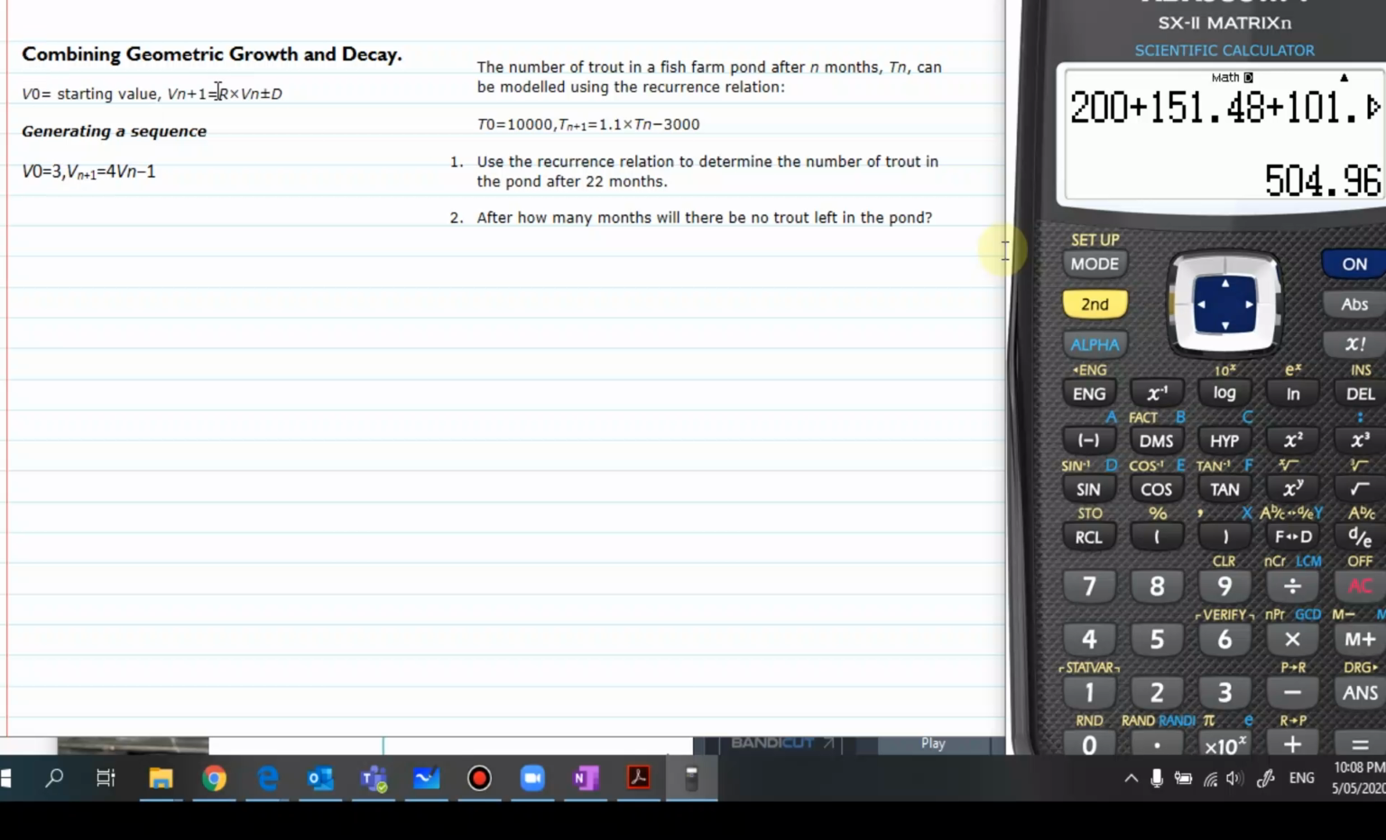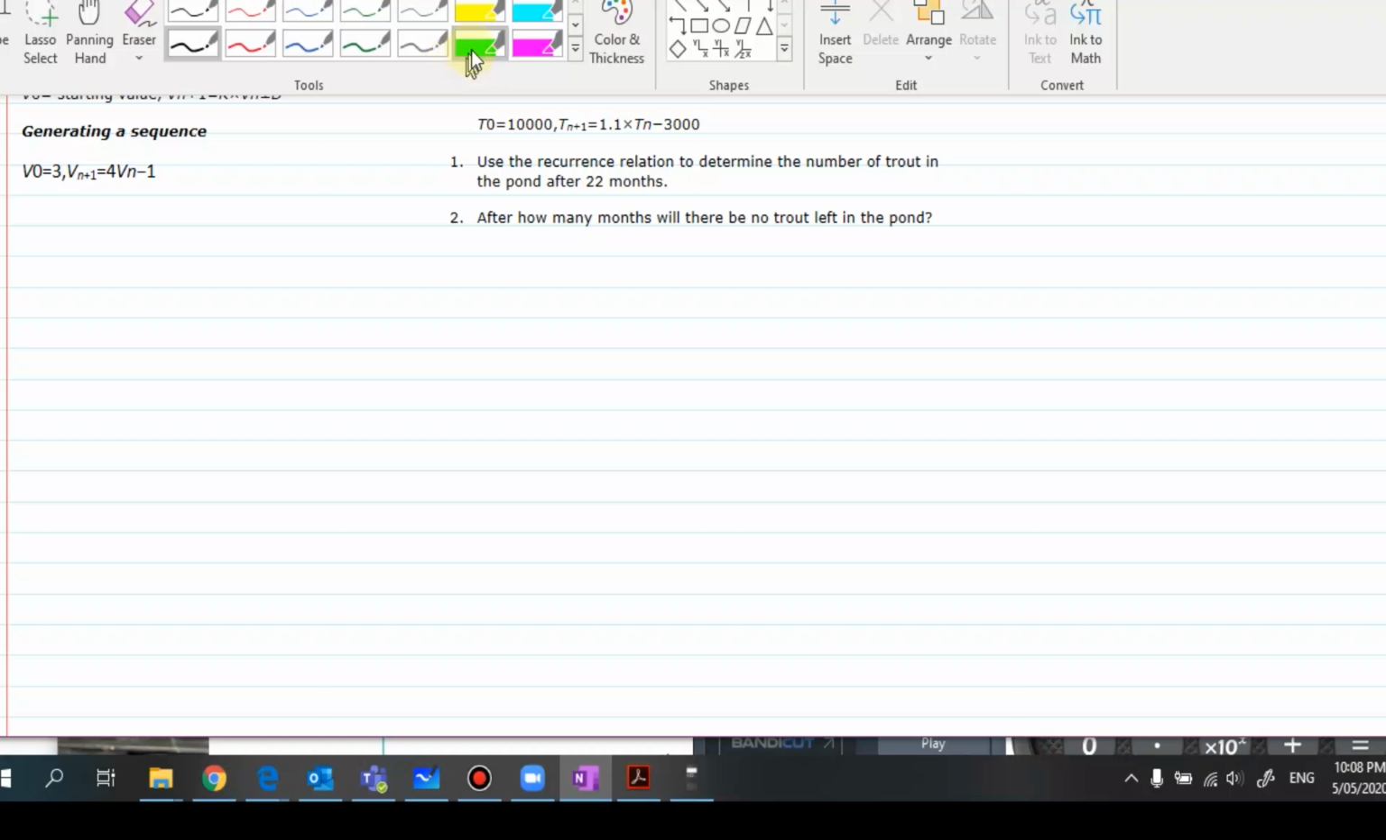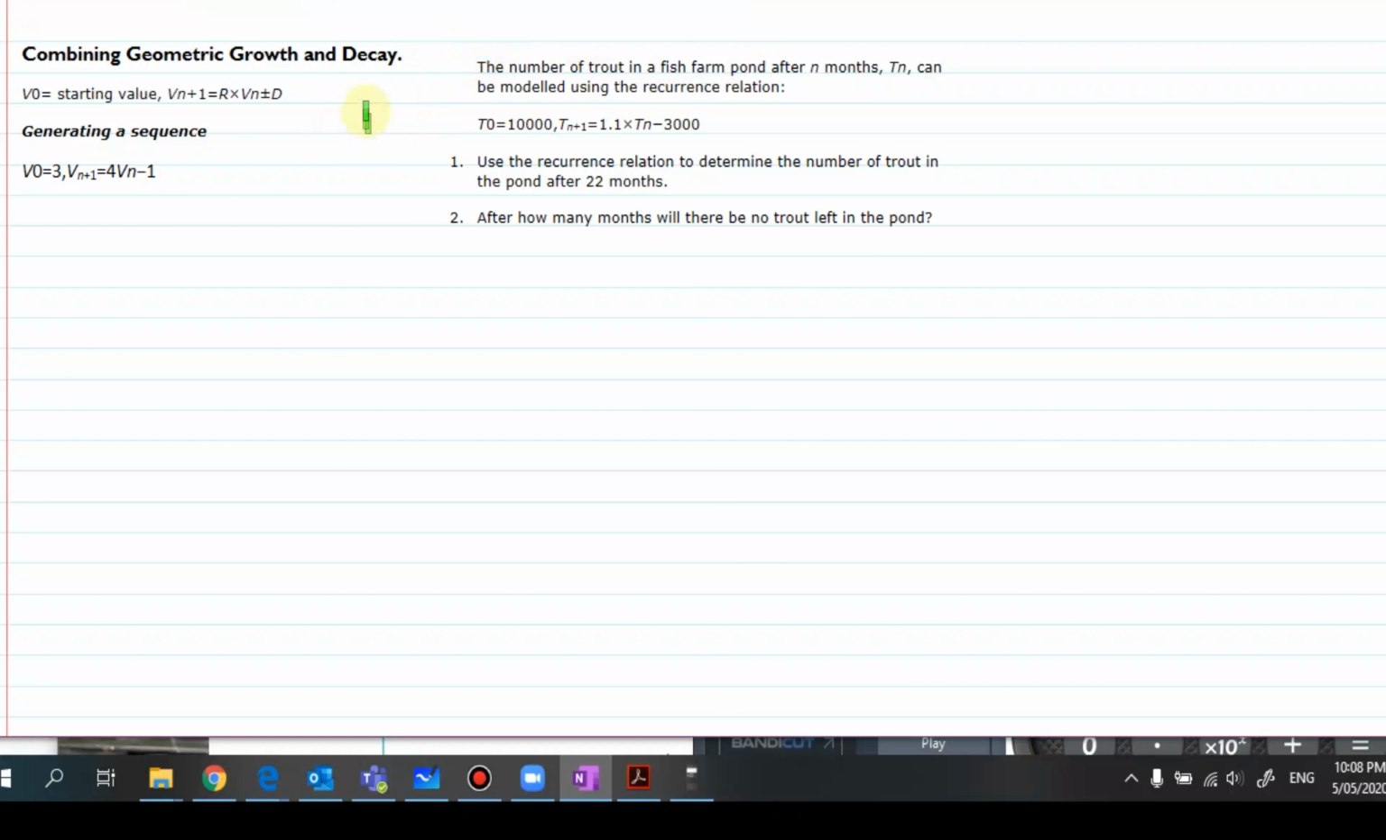Today we're looking at combining geometric growth and decay. You're probably asking yourself, if you haven't read into it, how do you combine growth and decay and come out with something that's not different from what you started with? And that is by having a growth or a decay factor that's different from the other. So we're going to do this using recurrence relations to start with.